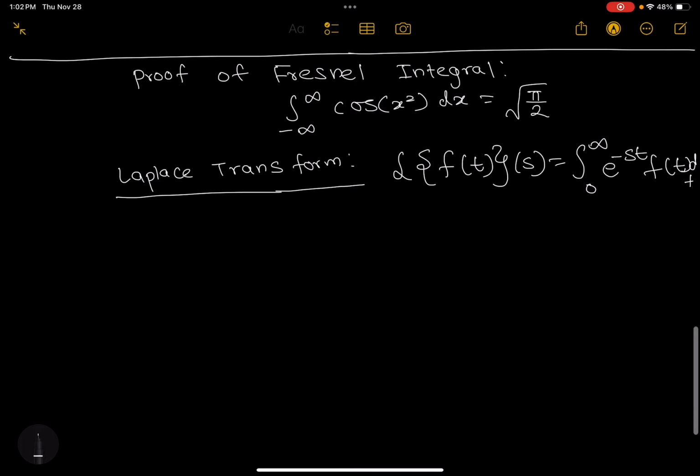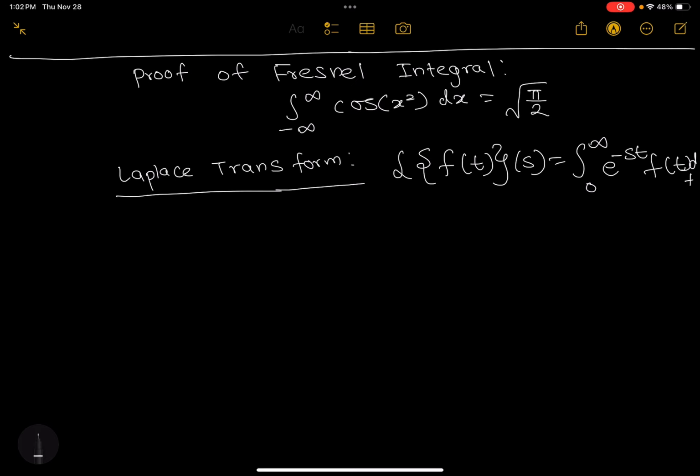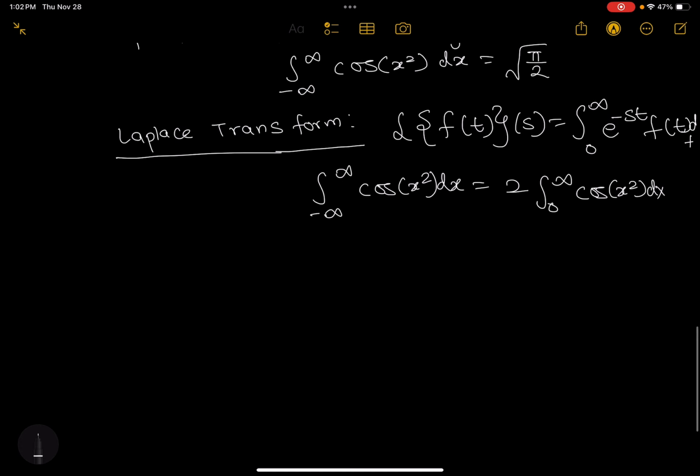Now, in this case, we have this integral from minus infinity to infinity of cos of x squared dx, and we know that this is just twice the integral from 0 to infinity of cos of x squared dx. First, I will define another function, I of t, which is the integral from 0 to infinity of cos of tx squared dx. I'll try to solve for this integral, and later if I substitute t as 1, I will get the required integral.